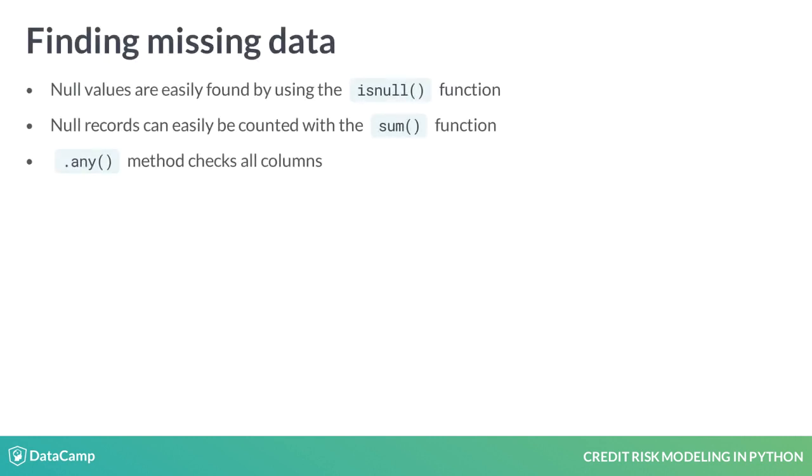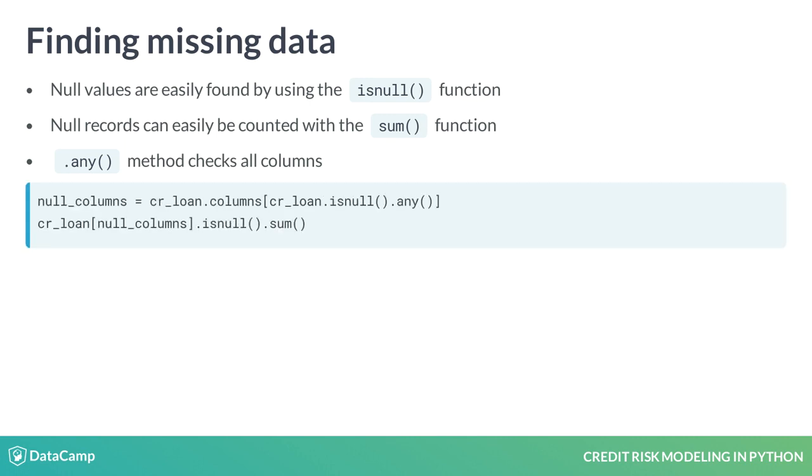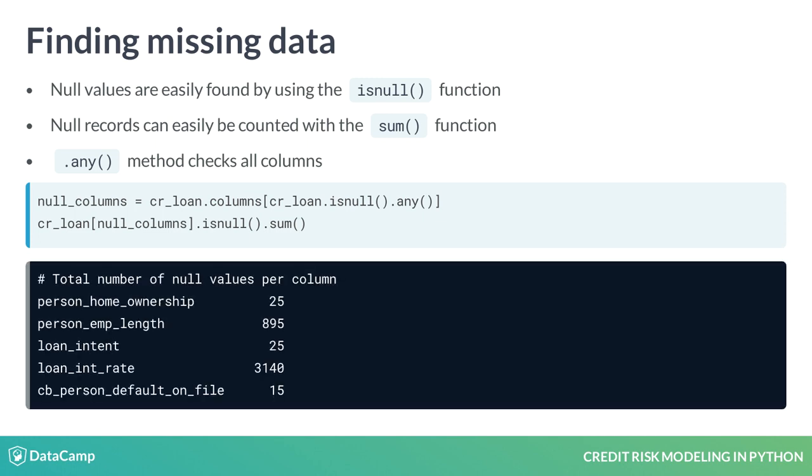But how do we find missing data? With Pandas, we can find missing data like nulls using the isNull function and the sum function to count the rows with data missing. By combining the functions isNull, sum, and any, we count all the null values in each column. This produces a table of values that shows the count of records with nulls in the data.